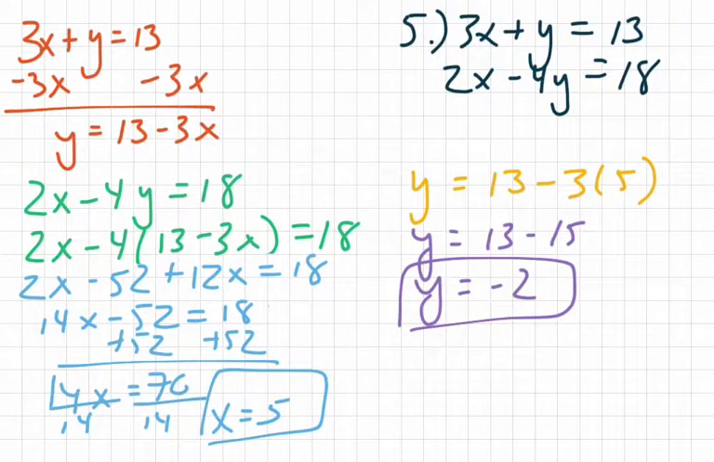Negative 4 times 13 is negative 52, and negative 4 times negative 3x is positive 12x. That negative times a negative is going to be a common spot where people make mistakes. 2x plus 12x is 14x. Add 52 to both sides. We get 14x equals 70. Divide both sides by 14, and x is equal to 5. And then I took the 5 and plugged it in to my red equation. And so y equals 13 minus 15, or y equals negative 2.